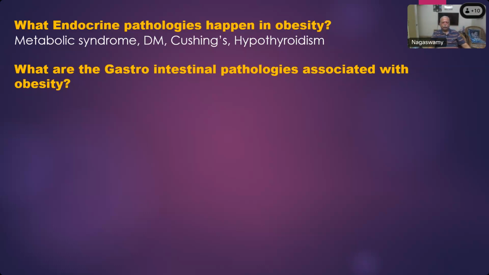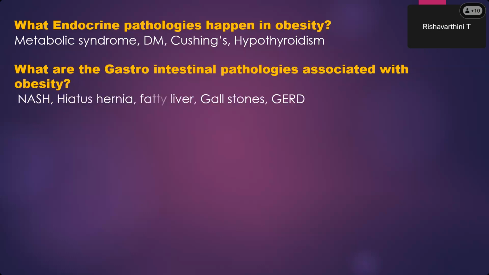GERD. Delayed gastric emptying, GERD. GERD can raise the liver enzyme profile. Steatohepatitis, very good. Non-alcoholic steatohepatitis. They can have mechanical hiatus hernia, they can have fatty liver, they can develop gallstones, and they can have GERD, gastroesophageal reflux disease. So when you take the history, you must ask for the features of all these things. That is the reason why I am describing all the pathologies one after another.